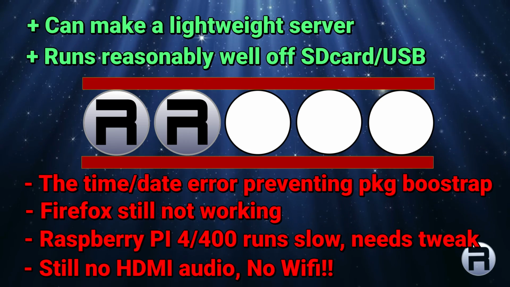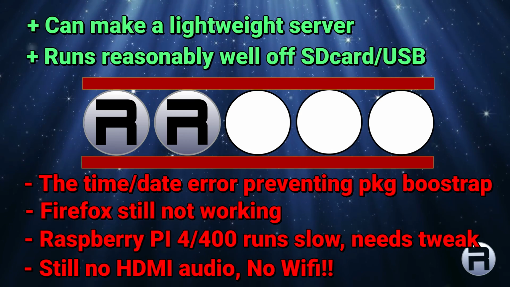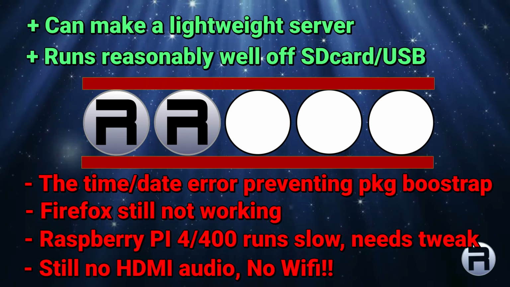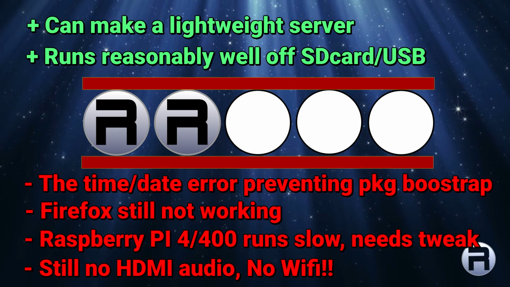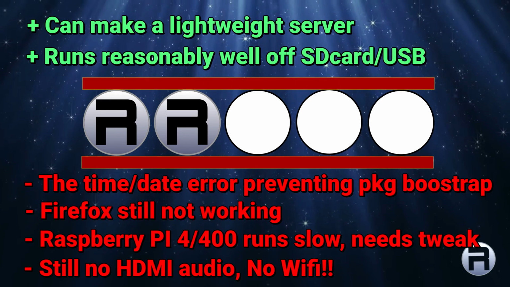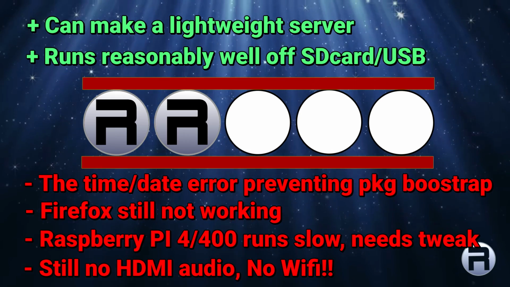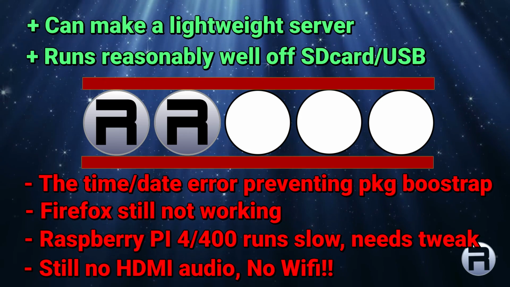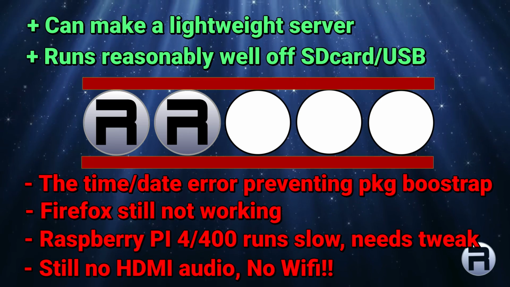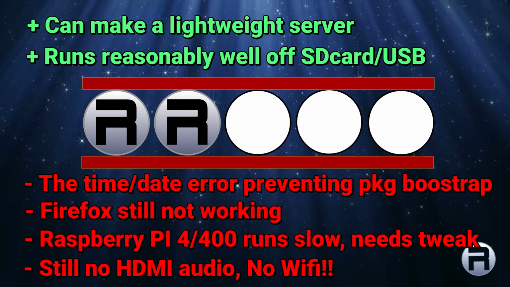The Raspberry Pi 4 and 400, it runs slow, as I mentioned earlier. You need a tweak. I think PowerD now is enabled by default, but you still need to put in some sysctl settings for the Pi to run quicker. Oh, and to enable turbo, force turbo, etc. So you need to do all these things before it will run optimally. And it's still no HDMI audio.